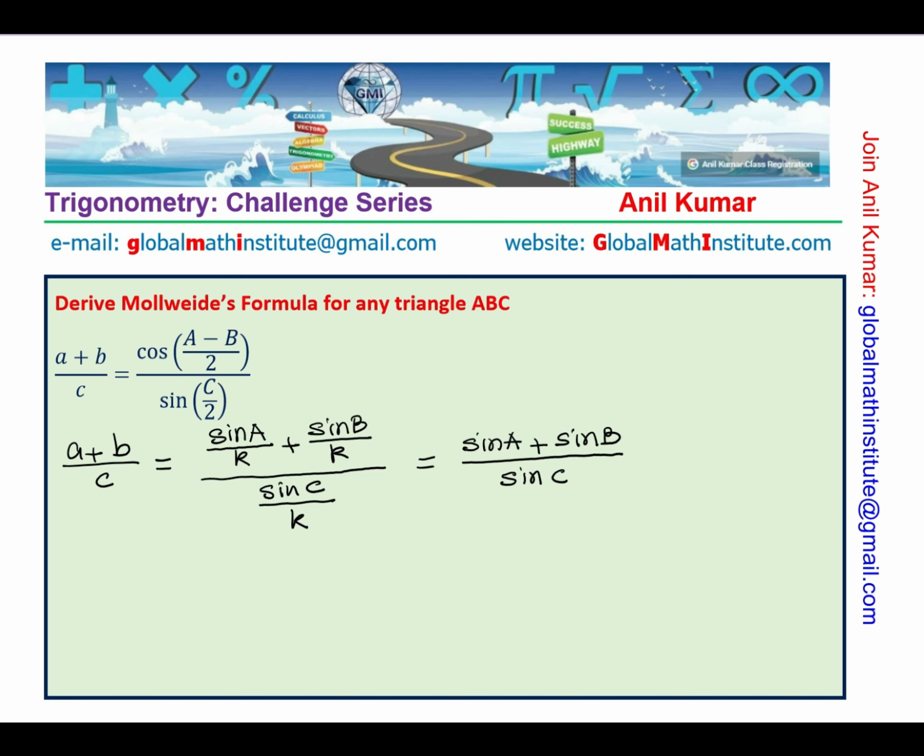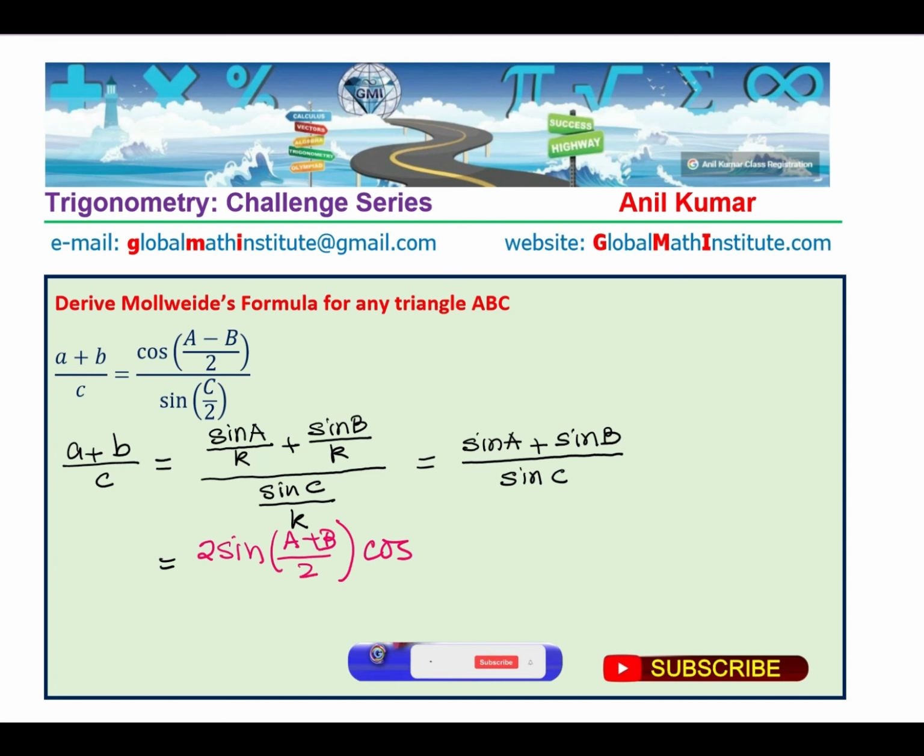Now in the numerator, we see sine alpha plus sine beta, so we can use the sum to product formula. Remember that? We rewrite this as 2 sine of (A plus B) by 2 times cos of (A minus B) by 2. So we get 2 sine (A plus B) by 2 cos (A minus B) by 2. Clear?